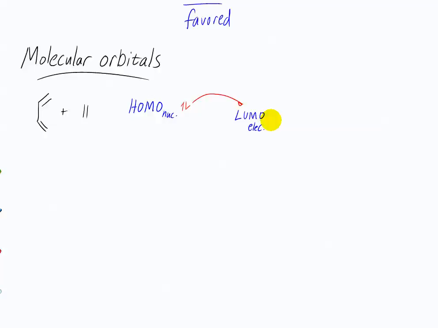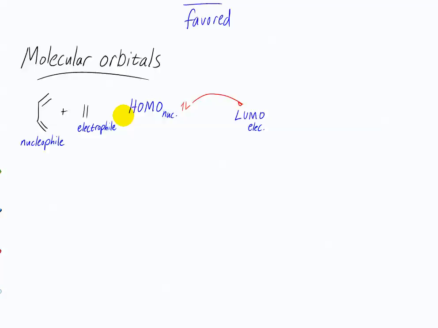The diene is the nucleophile, simply because it has more electrons. That's generally how we think about it. The diene is what we're going to call the nucleophile here. And this is what we'll call the electrophile. So that would follow then that the HOMO of the diene puts electrons into the LUMO of the dienophile, the alkene, and that's how you get your bonds, that's how you get your Diels-Alder reactions.